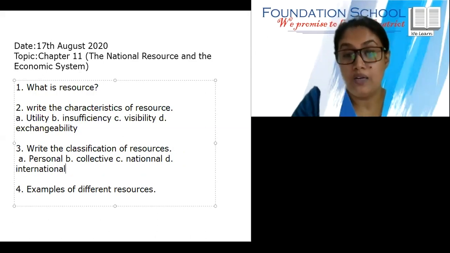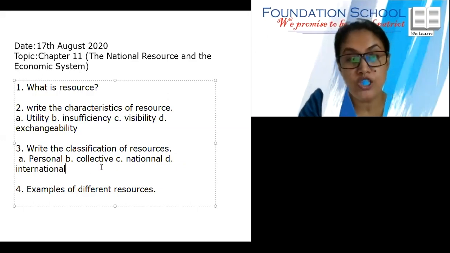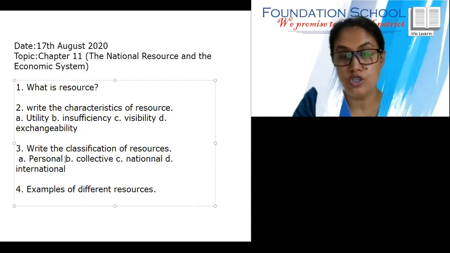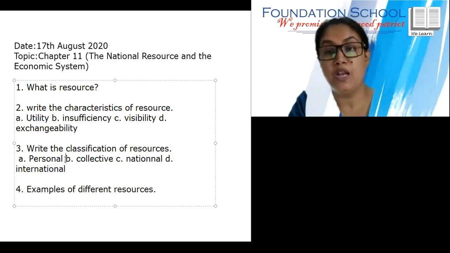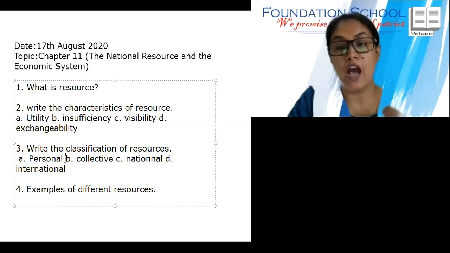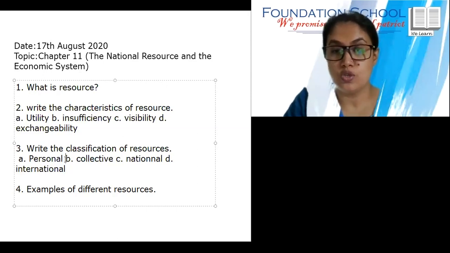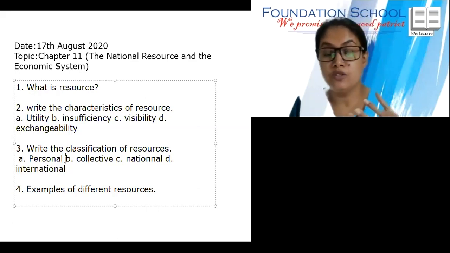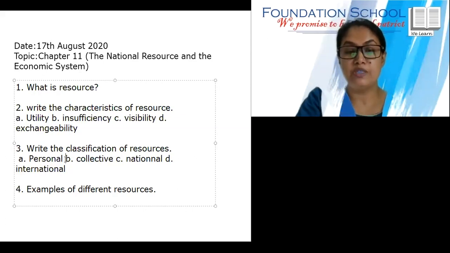To understand the different classifications, we have to know the examples of the personal. Which resource can we say is a personal resource? The thing which a person owns, whatever I have, that has utility, is called a personal resource. Suppose my personal belongings, my personal property, my jewelry, these are called personal resources.